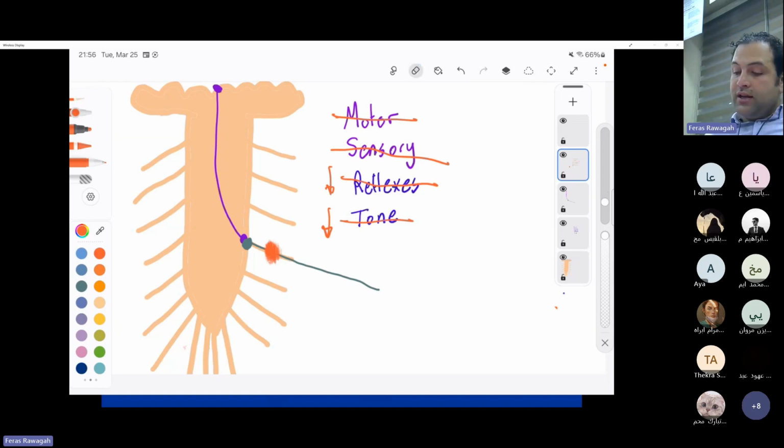In the case of the nerve root, this will be at the level of the dermatome and the myotome innervated by this nerve root. Okay?